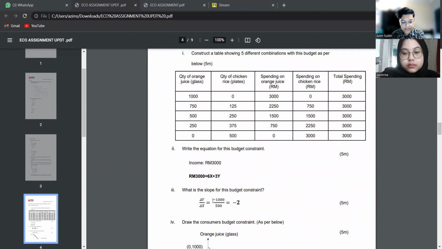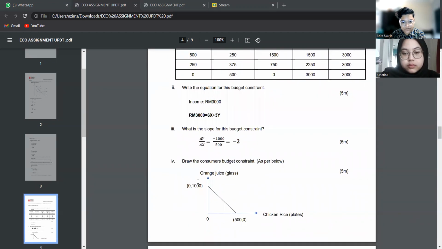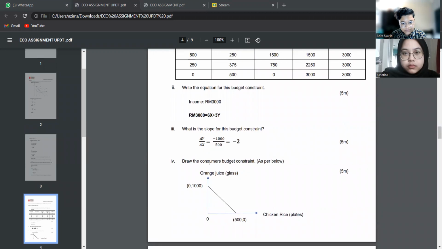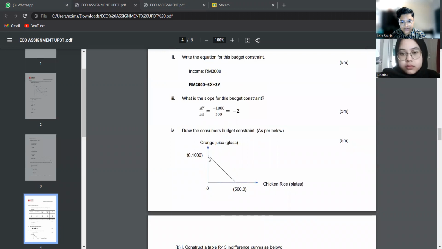The difference of Y is 0 minus, I think it's better if we look at the graph here. So 0 minus 1,000, we get negative 1,000. And then 500 minus 0, we get 500. So the slope is negative 2. And this is the budget constraint, as you can see. This one is 0, 1,000. This one is 500, 0.